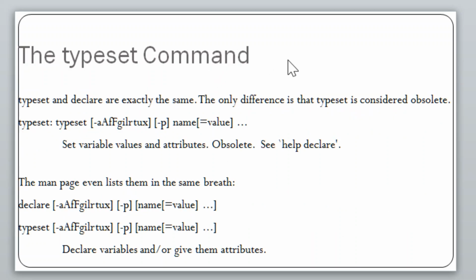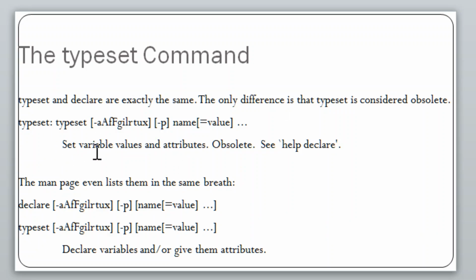The typeset command. So typeset and declare are exactly the same. The only difference is that typeset is considered obsolete. Okay? So when we say declare a variable, let's say I have a variable called a. If I do a equals 10, I am declaring that a variable equals the number 10. Here we have the typeset command, which is obsolete. So just be familiar with how it runs, but also know that it's not really used anymore.